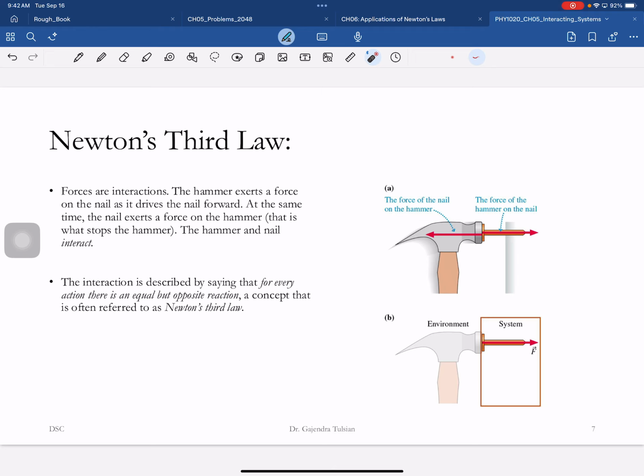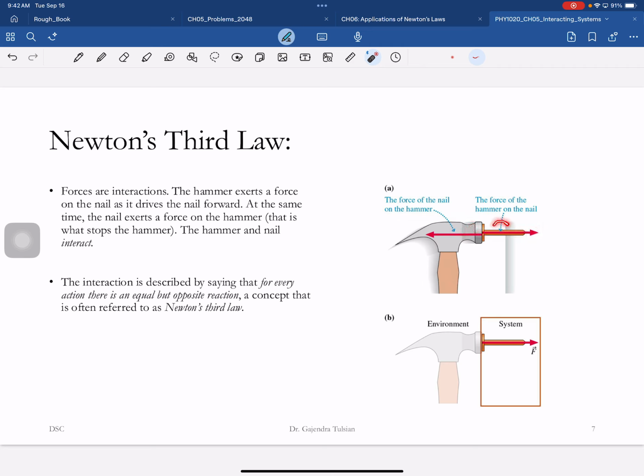All right, now we'll switch gears. We'll learn Newton's third law. So here's an interacting system. Here's the hammer interacting with the nail. Newton's third law says, for every action, there's an equal and opposite reaction. So what does that mean? If this hammer exerts a 10-pound force on this nail, the nail is exerting an equal and opposite force of 10 pounds. So what does the force that the hammer exerts on the nail do? It drives the nail into the wall.